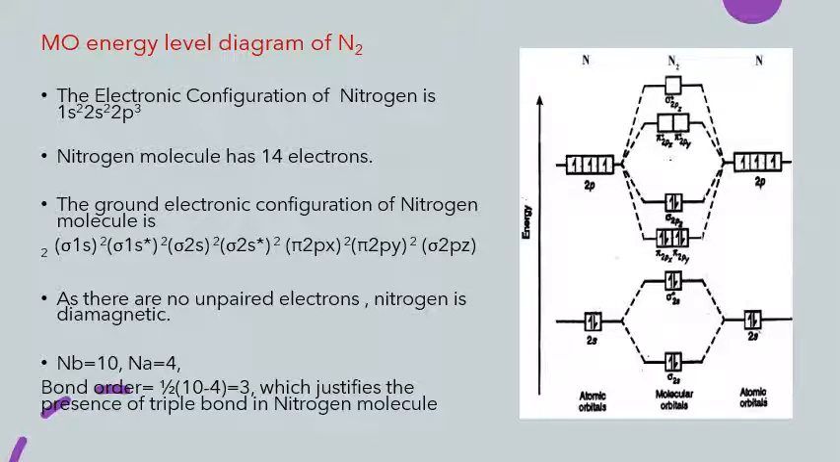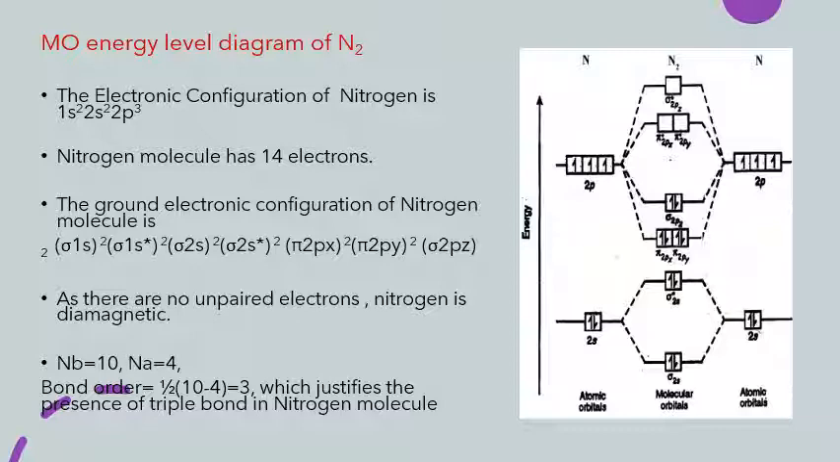Now let us see one more example, nitrogen. As you know, the atomic number of nitrogen is 7. The electronic configuration of the nitrogen atom is 1s2, 2s2, 2p3. So a molecule of nitrogen has a total of 14 electrons, and the electronic configuration of the nitrogen molecule is given here in accordance with molecular orbital theory.